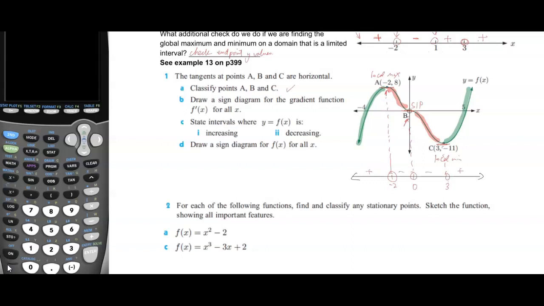And there are no asymptotes, so I'm just going to erase these lines because they kind of look like asymptotes, and I don't want them to look like asymptotes. Okay, so I'm done with my sign diagram, which it asked me to do for B.